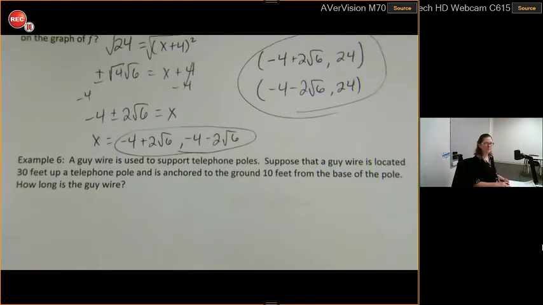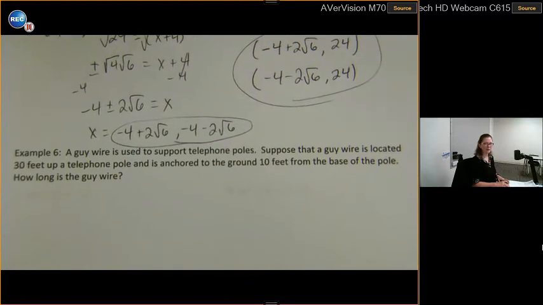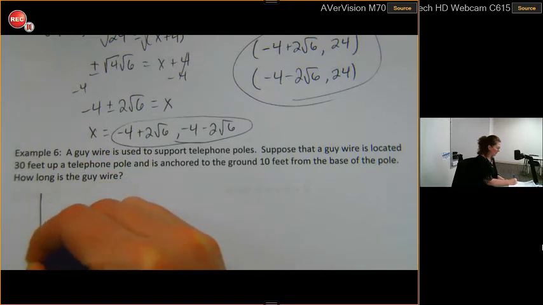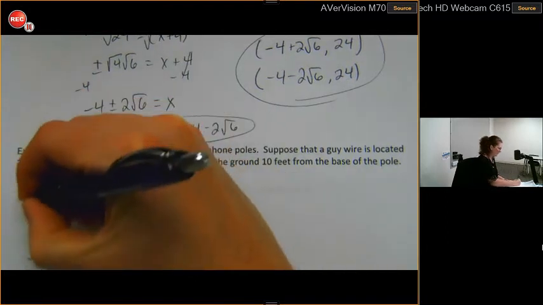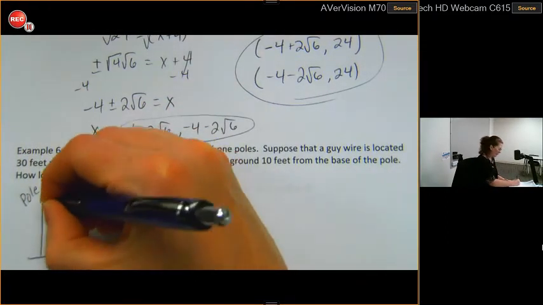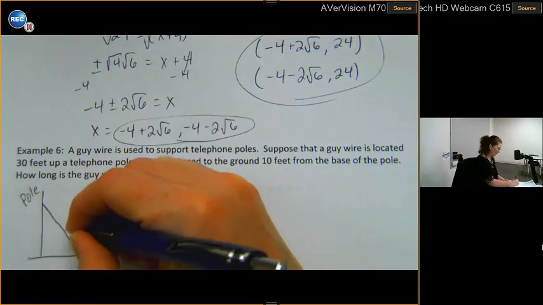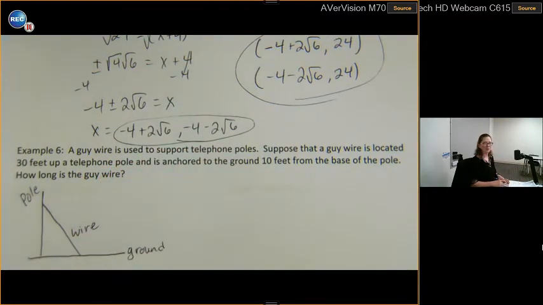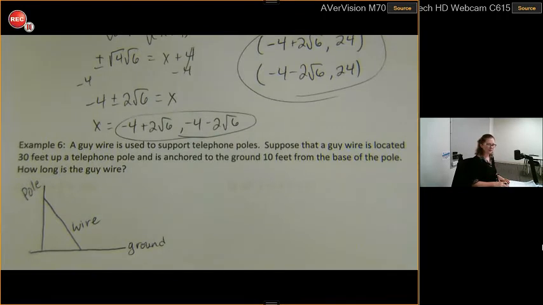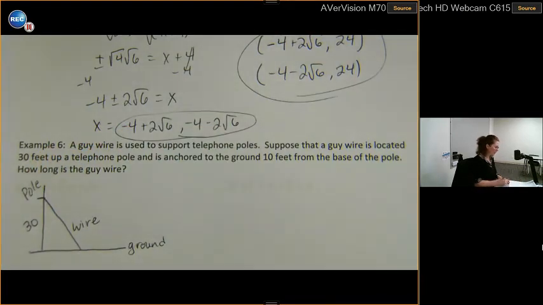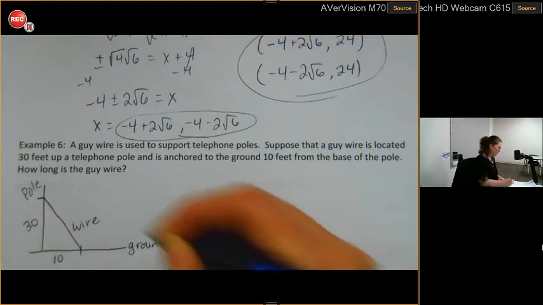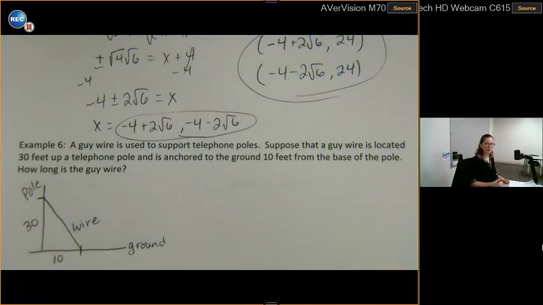In the next example, it says we have a guy wire that is used to support a telephone pole. So we have this telephone pole. That's going to be the ground. This here is our pole. And then we have a wire helping to support that pole. It says that the wire is located 30 feet up the pole and is anchored to the ground 10 feet from the base of the pole. How long is the wire?